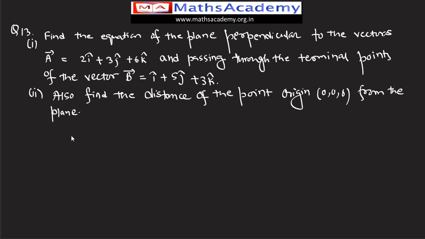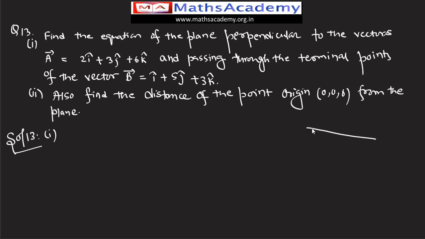Coming to one more beautiful question, that is question number 13. Now solution 13 part 1, what they are asking: find the equation of the plane perpendicular to the vector and passing through the terminal point of the vector b. So passing through the terminal point of the vector b. Your plane is perpendicular to this vector.